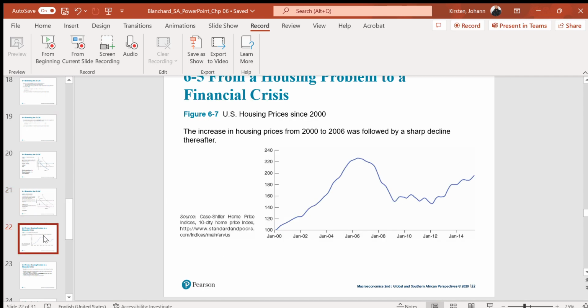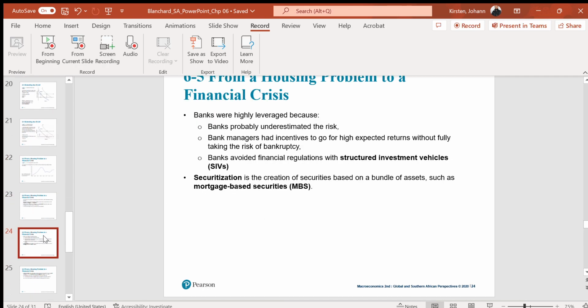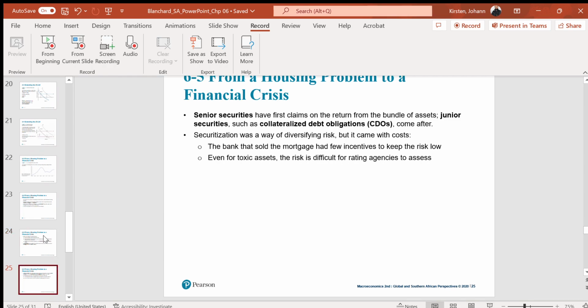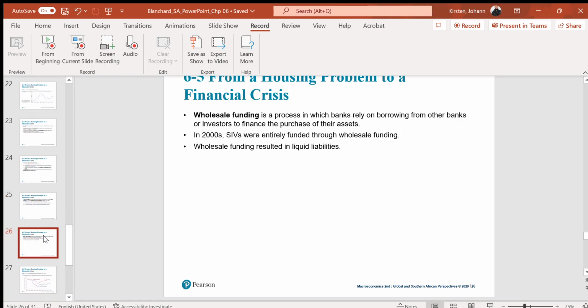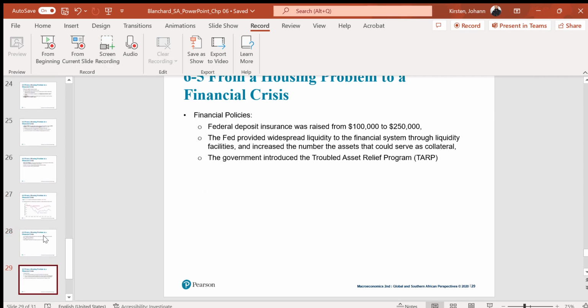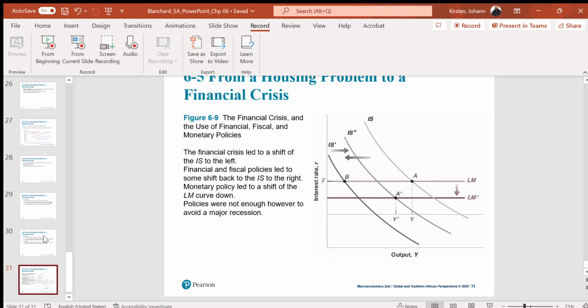It's just quite interesting to understand the housing price. You can read through these as some interesting facts, maybe for some short answer questions, and then the last one here is quite interesting, just to show you exactly what happened in the financial crisis.